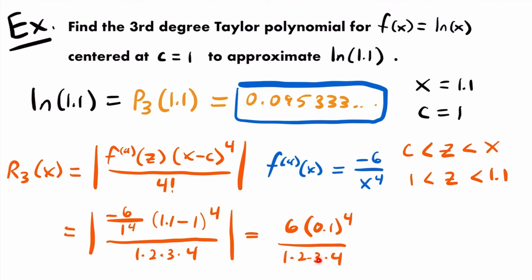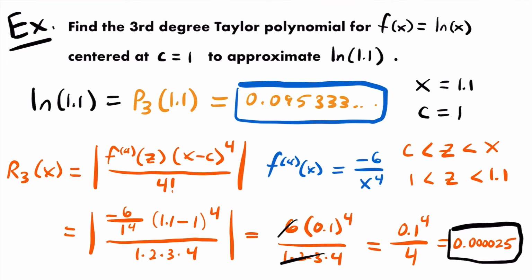But now 1 times 2 times 3 is 6, right? 1 times 2 is 2, 2 times 3 is 6. So 1 times 2 times 3 will cancel out with 6, so we can cross those out. And what we're left with is 0.1 to the power of 4 divided by 4. And if you plug that into your calculator, you will get the following result of 0.000025. That right there is the maximum error for our approximation of the natural log of 1.1. This approximation is at most 0.000025 off from the actual value of the natural log of 1.1.